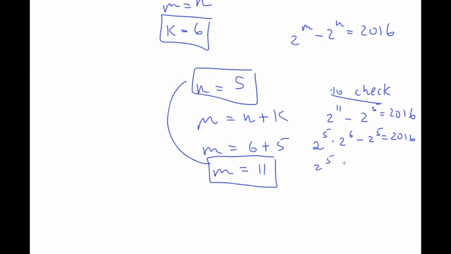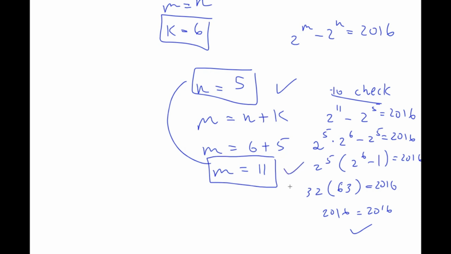Now if I factor out 2 to the power of 5, I get 2 to the power of 5 times 2 to the power of 6 minus 1, equals 2016. Now 2 to the power of 5 is 32. 2 to the power of 6 is 64. 64 minus 1 is 63. And now this is equal to 2016. 32 times 63 is 2016. So we have 2016 is equal to 2016, meaning our values for n and m are right.